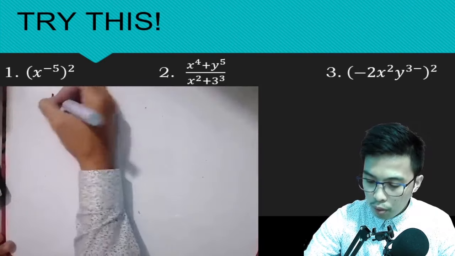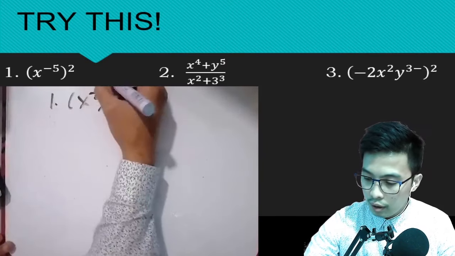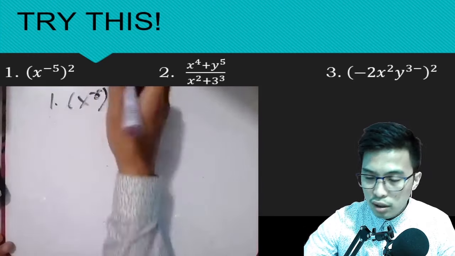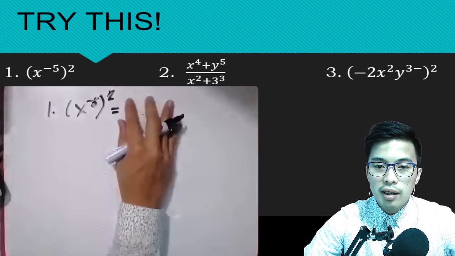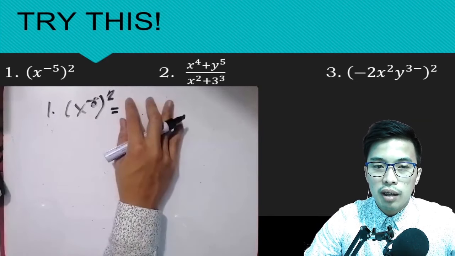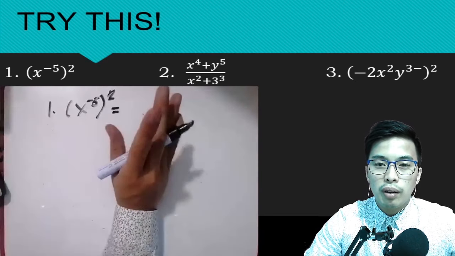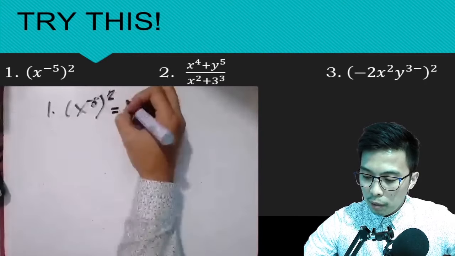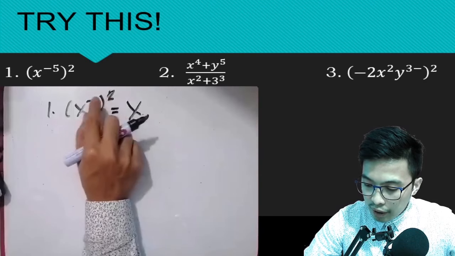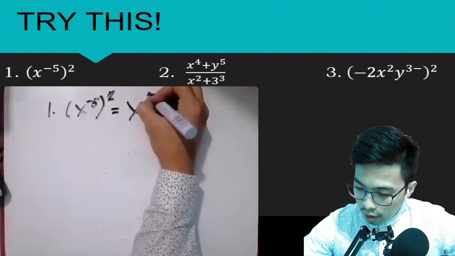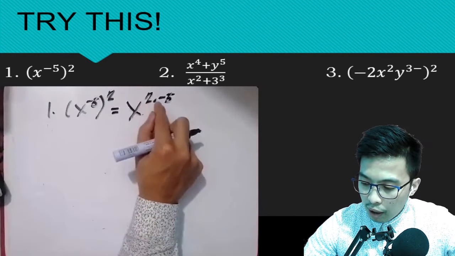Okay. Number 1, x raised to the power of negative 5, quantity raised to the power of 2. And again, we apply the rule number 3 here, okay, which is raising a power to a product rule or the power of a power. Again, we copy the base and then we multiply the exponent. Positive 2 times negative 5, or pwedeng magkabaliktad, negative 5 times positive 2.